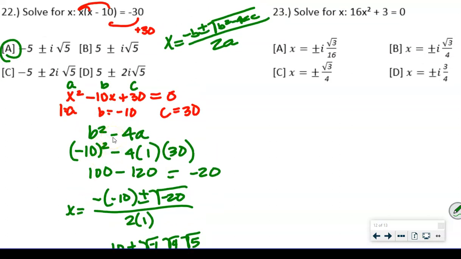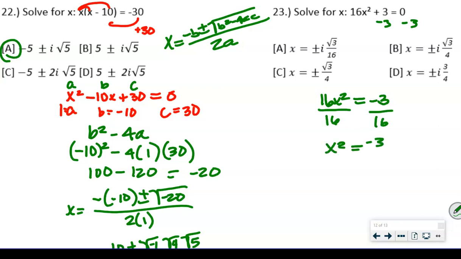Okay, so number 23, on this one, let me see if I can get that thing back up here. Okay, so we're going to move that 3, 16x squared equals negative 3, by subtracting it from both sides. We're going to divide both sides by 16. So that gets us x squared equals negative 3 over 16. And remember, when we take the square root of both sides, we're going to do plus or minus here. We can do it on the top and the bottom, right? So that's going to be x is equal to plus or minus.